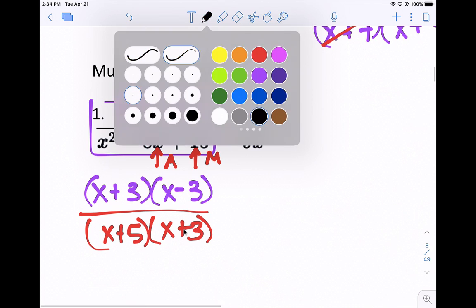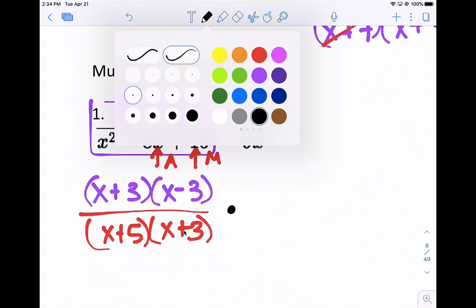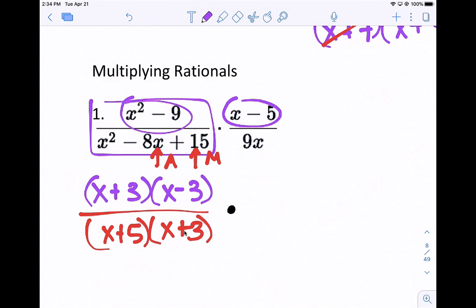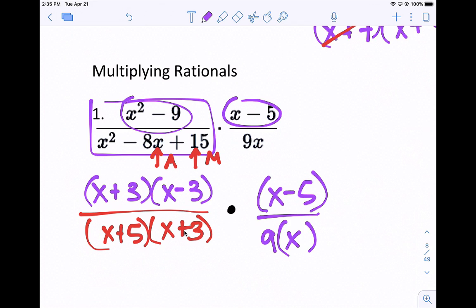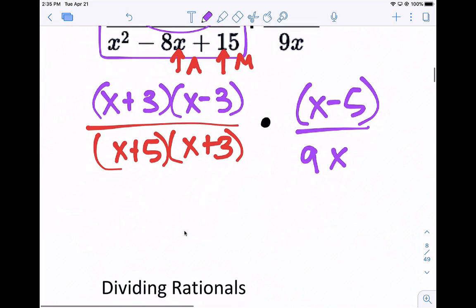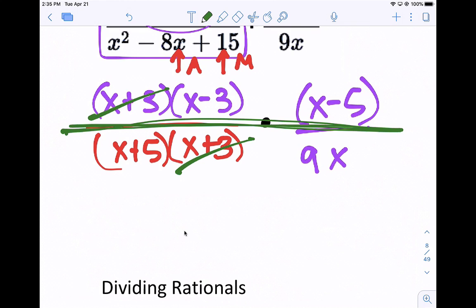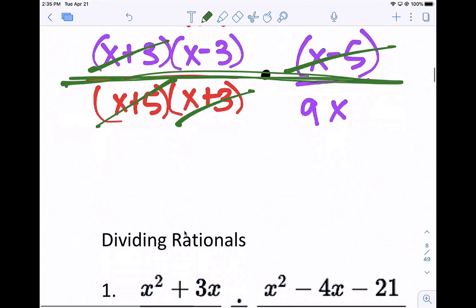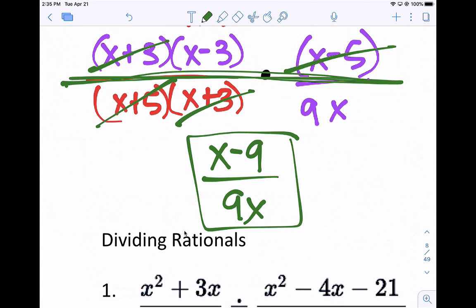Let's factor our second one. X minus 5 is already factored. There's not an x squared there, and there's nothing you can divide out of the x and the 5, so x minus 5. And then 9x is already factored as well. 9 times x is the same as 9x. Let's take a look at anything that we can cross off on the whole top and the whole bottom. Notice there's an x plus 3 on top and bottom. There's also an x minus 5 on top and bottom. It doesn't matter if it's in one fraction or the other when you're multiplying. Then we write what's left: x minus 3 over 9x.